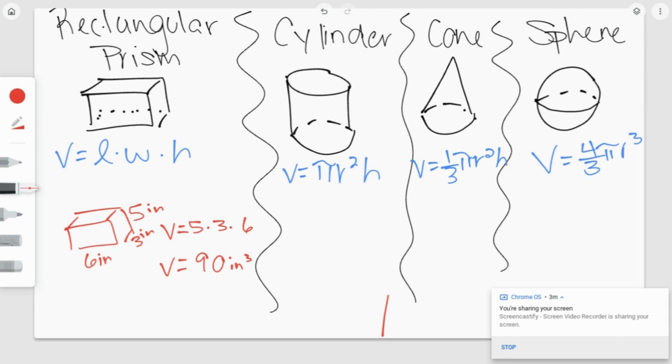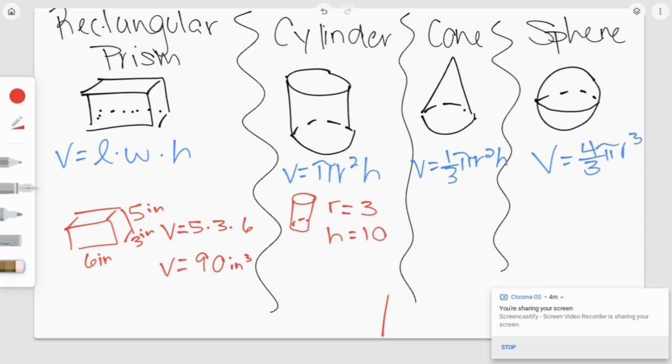Okay, let's try a cylinder. Now, again, we would need to know 2 pieces of information. We need to know the radius for r and the height, which is h. So let's draw this cylinder. Let's say the radius of this cylinder is going to be 3 and the height of the cylinder is 10.